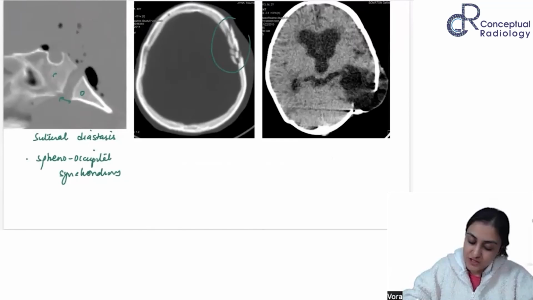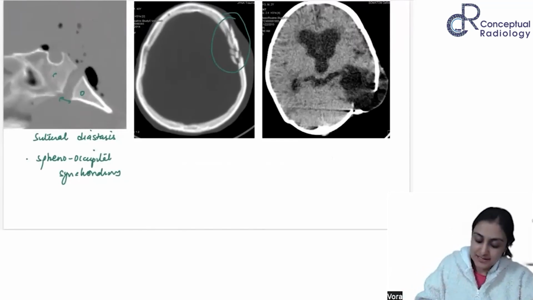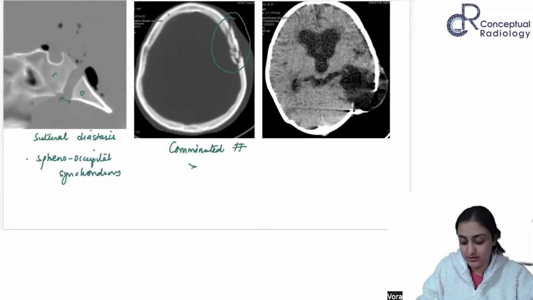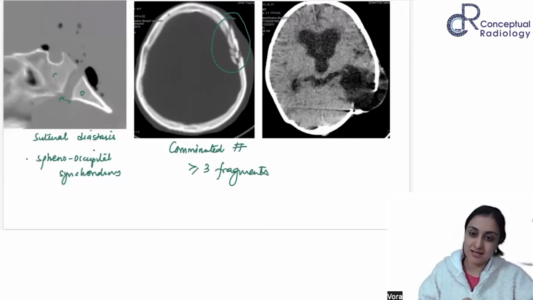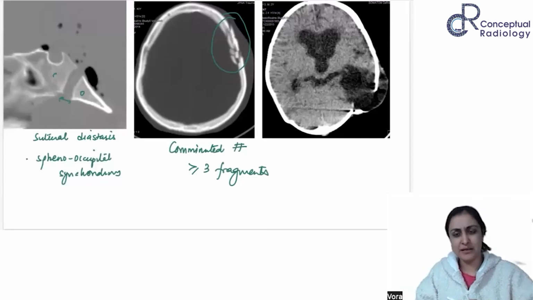What is this one? Very easy. This is a comminuted fracture. Comminuted fracture means anytime the fracture has three or more fragments, right? So anything more than 3 is a comminuted fracture. And what is this one? Can somebody tell me what this is? Very, very important question for exam, can come as a spotter also.